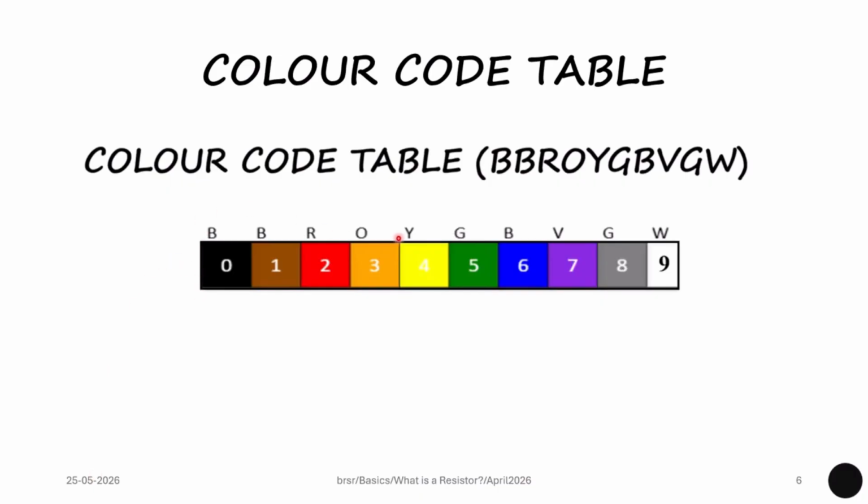This image tells us the value of the band colors. So if the band color is black, it represents a value 0. If it is brown, it is 1. If it is red, it is 2. Orange 3, yellow 4, green 5, blue 6, violet 7, gray 8, white 9. So from the darker shade to the lighter shade, the value of the color band increases from 0 to 9.